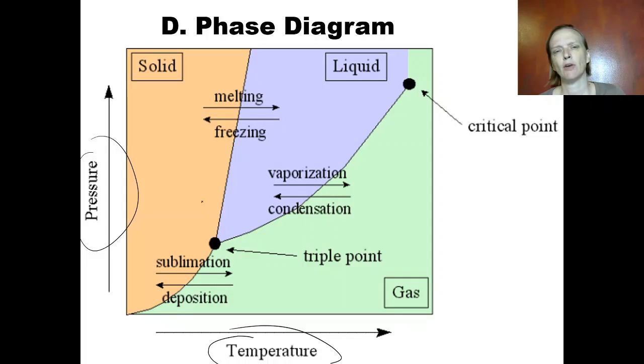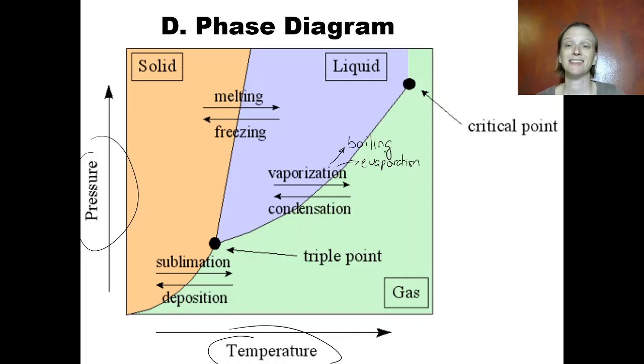Look what else we have here. We have different state changes. When we go from a solid to a liquid, that's called melting, and you're familiar with that with ice cubes. And going from a liquid to solid is called freezing. When you go from liquid to gas, we call that vaporization. Vaporization can happen in two ways. It can happen by boiling, and it can happen by evaporation.